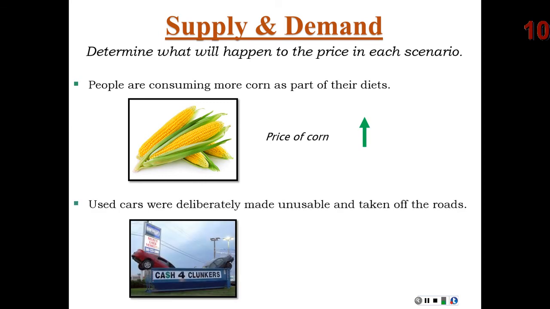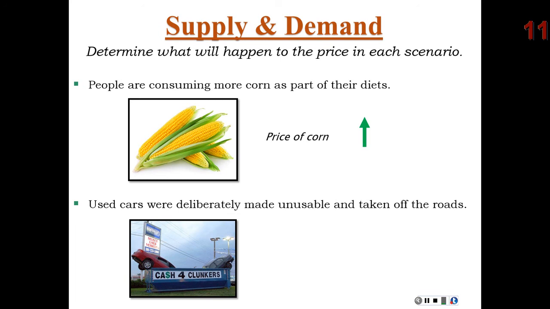Next one, used cars were deliberately made unusable and taken off the roads during the cash for clunkers policy. So back in 2009, there was a federal government policy called cash for clunkers, where people could trade in their used cars and get some cash from the federal government that they could use to purchase a new car. And I'm not talking about the merits of the policy or anything like that, but we just want to look at what potentially happened in the used car market, right? Well, when you traded in these used cars, they still had some miles on them, but they were fitted with some chemicals and things that made the engines literally undrivable, unusable. So the used cars were taken off of the roads.